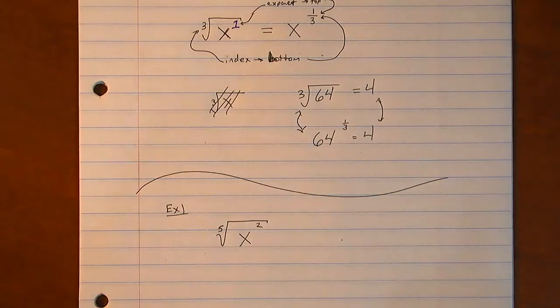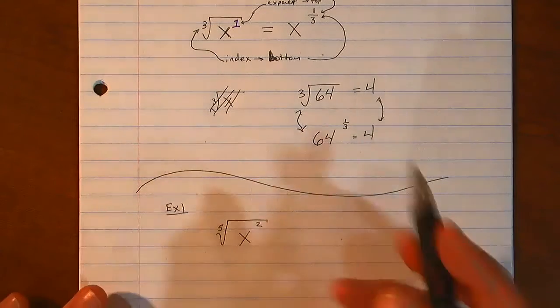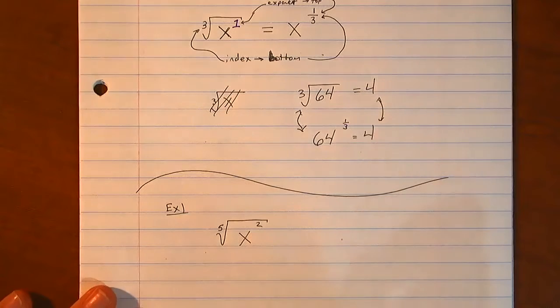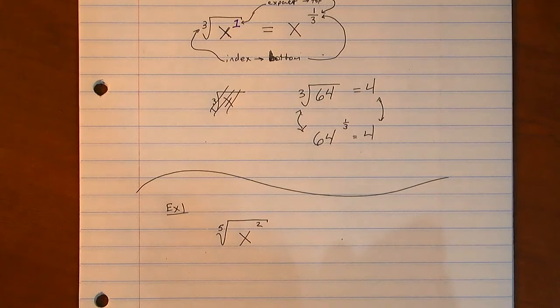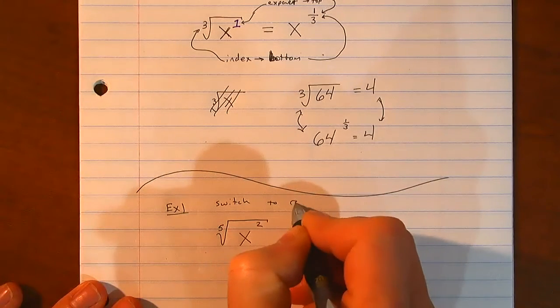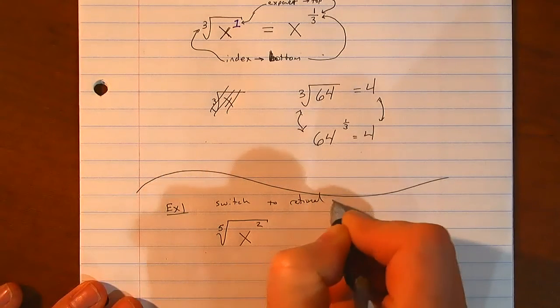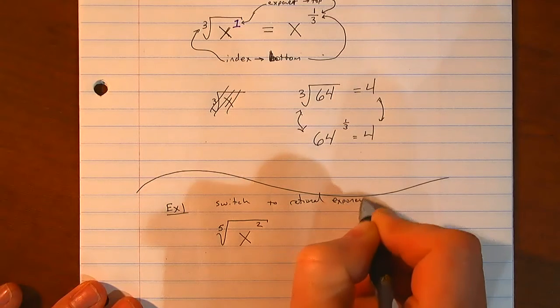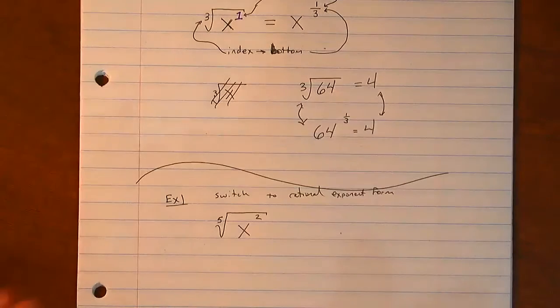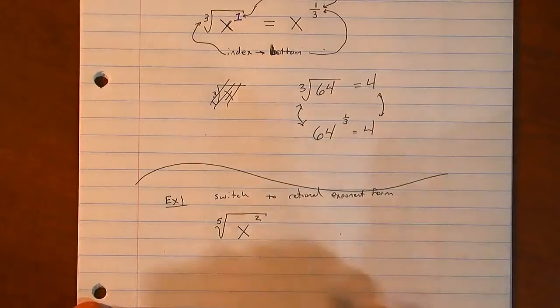Something like that, okay? So let's suppose that I wanted to, well, let's do a couple things with this. Let's, first of all, just switch it into rational exponent form. Okay, let's do that first. Let's switch it to rational exponent form.